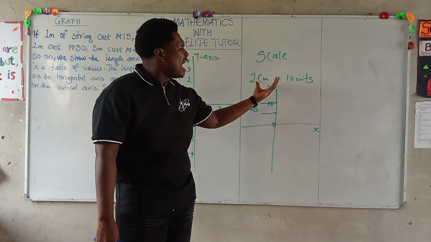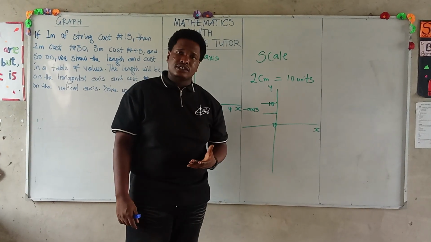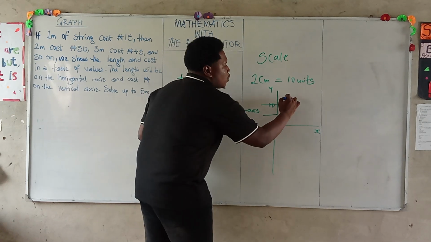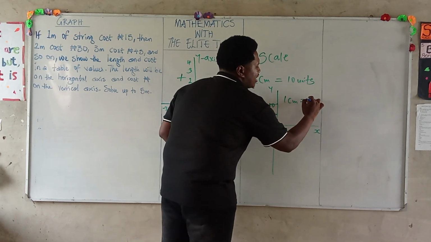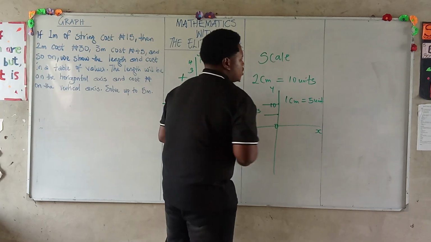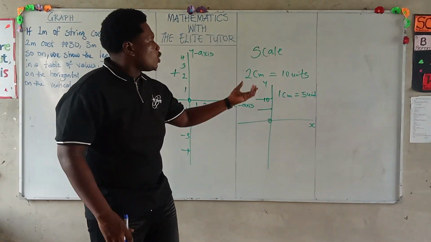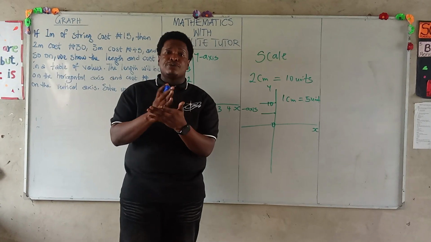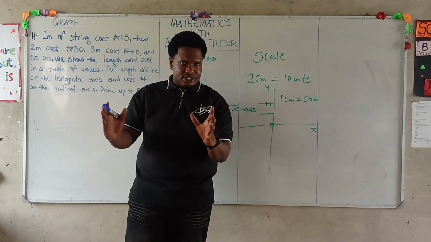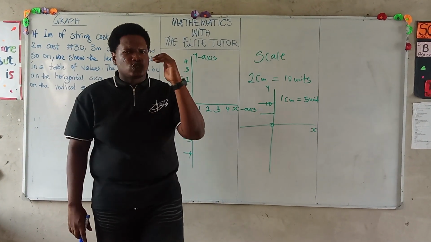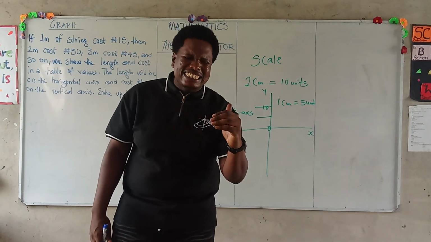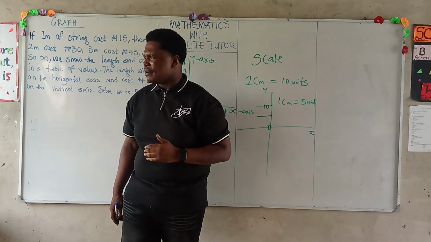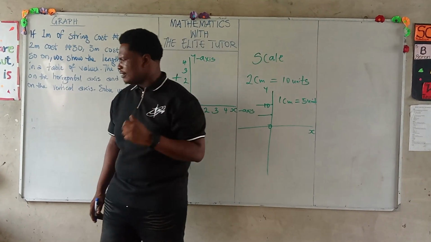Now this time when we have 2 cm to represent 10 units, this can also be seen as 1 cm to represent 5 units, where we divide by 2. So when we have 2 cm to represent 10 units, it's the same thing as 1 cm to represent 5 units. So it's very important that students understand the interpretation of scale. Now let's look at this question that we have here and let's plot the graph.